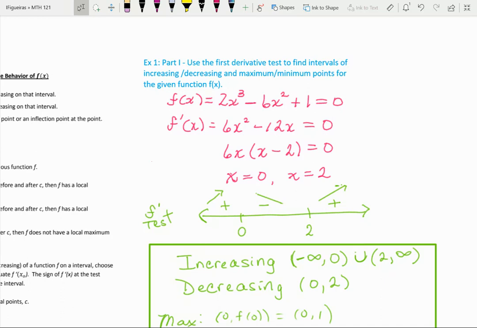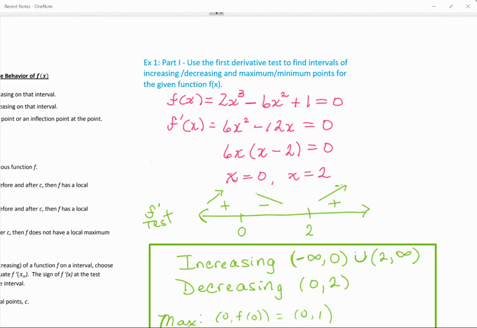So here's our first example. We're going to use the first derivative to find intervals of increasing and decreasing and maximum and minimum points for the function below. The function here in pink is f of x equals 2x cubed minus 6x squared plus 1. We're going to go ahead and take the first derivative. The first derivative is 6x squared minus 12x equals 0. To solve this, we must factor. So we get 6x times x minus 2 equals 0, leaving us with two solutions, x equal to 0 and x equal to 2.